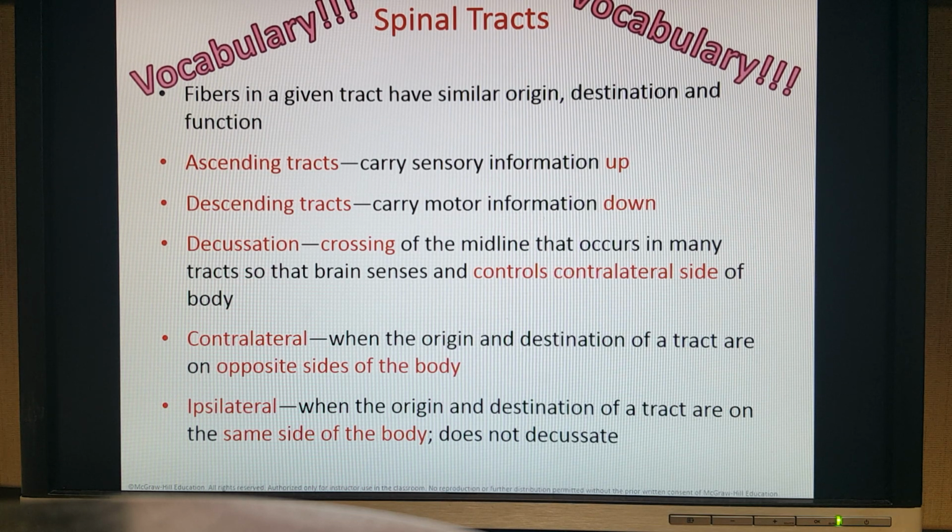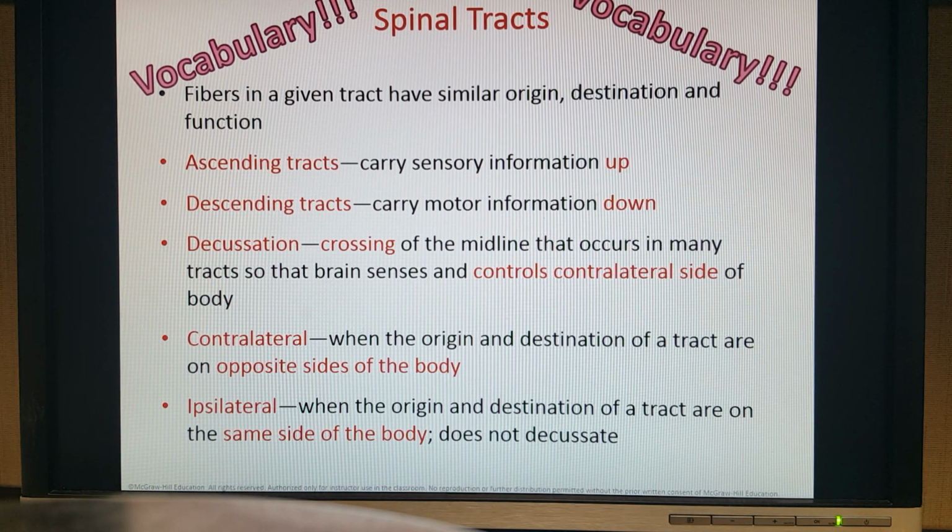Okay, so I'm going to go over a little bit of vocabulary just for our spinal tracts. For the spinal cord, again, you have sensory information going up to the brain. That's your ascending tracts. Motor information coming down from the brain is your descending tracts. Some tracts cross over to the opposite side of the body, the contralateral side. So, for example, a motor command is sent from the left side of the brain. It's going to cross over, or decussate, to the other side of the spinal cord so that it can control the right side of the body.